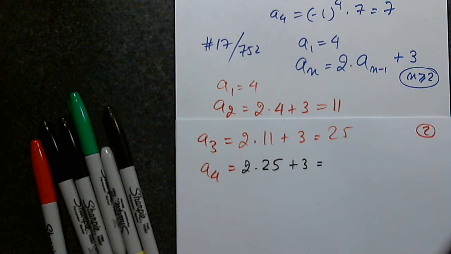2 times 25 is 50. 50 plus 3 is 53. So that's the only difference when we are given a formula or when we are given the general term.